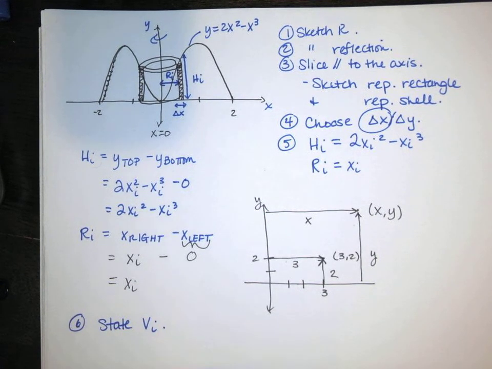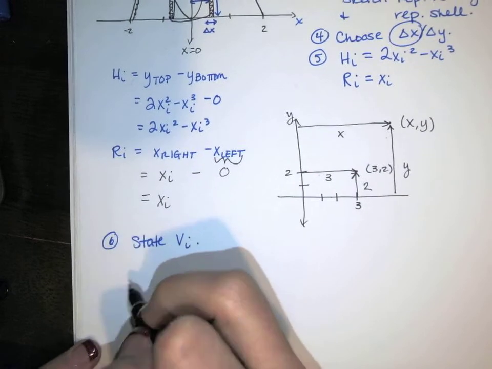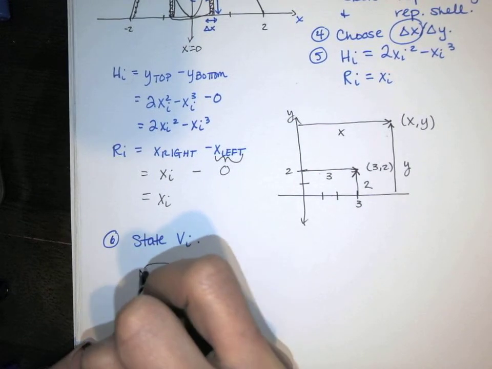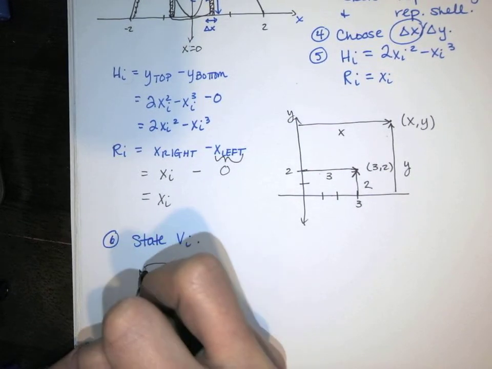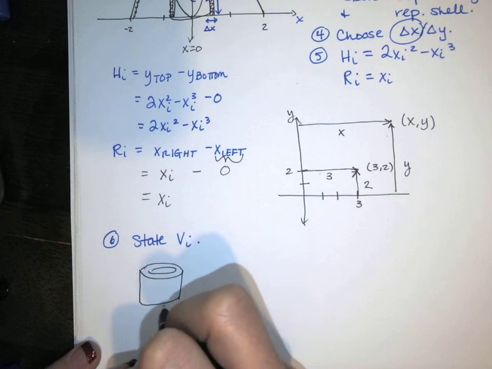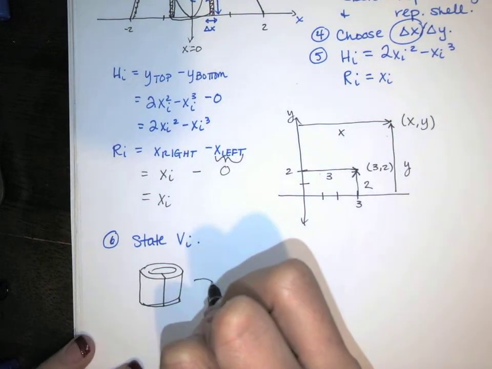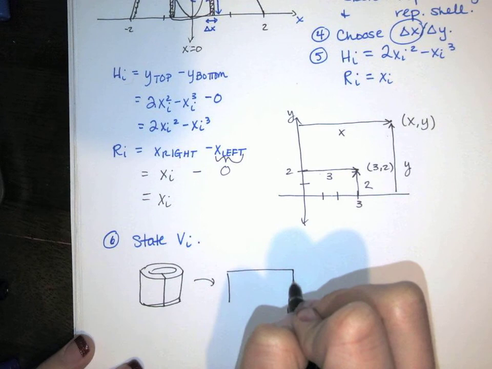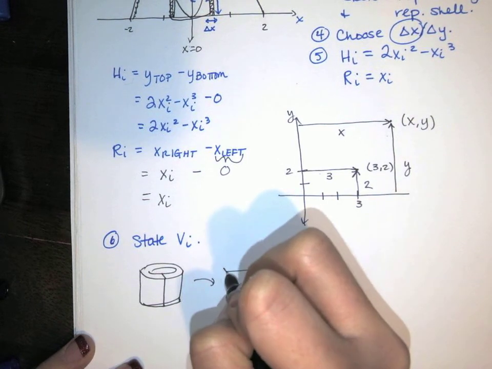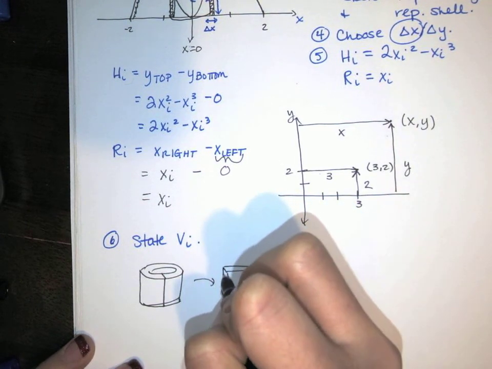Now my cylindrical shells go up and down. They're like this this time. I'm doing a really bad job of my drawings today. It's okay. But then I unfold it and I lay it out flat and it looks like this.